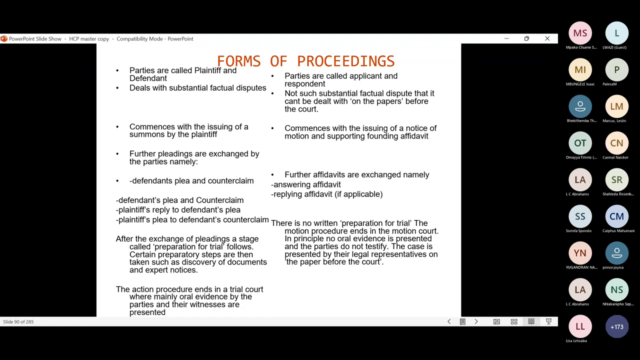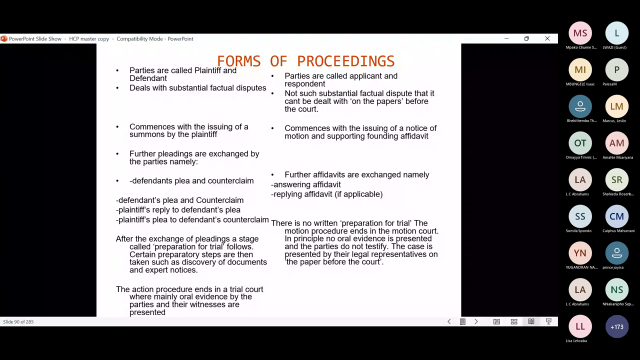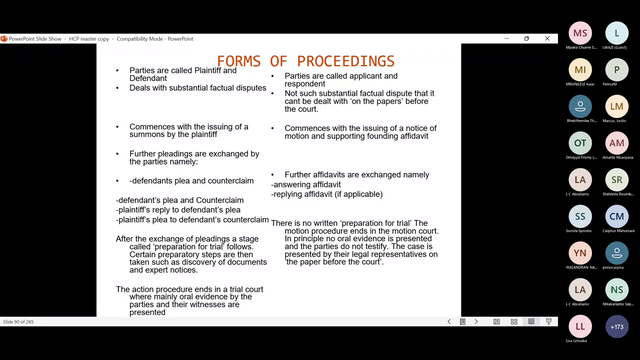Like, let's say you ask me to discover, and then I don't discover. Do I have a time limit to discover? Yes, you do. The rule says if you are called upon to discover, that means if your opponent gives you a notice to discover, you must within 20 days file a discovery affidavit.